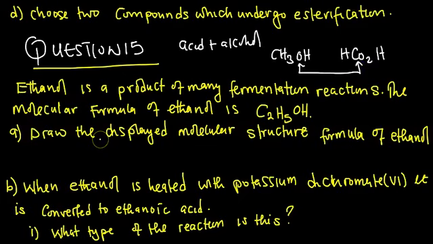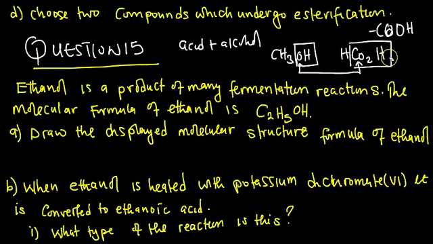But you should know that it occurs between an acid and an alcohol. That is very important. How do I know that this one is an alcohol? Because of the OH. That is the functional group of an alcohol. And how did I know that this one is an acid? Because of the functional group COOH, which is this part. And this one is this part. So these can react and form an ester. Then now up to question 15. Ethanol is a product of many fermentation reactions.